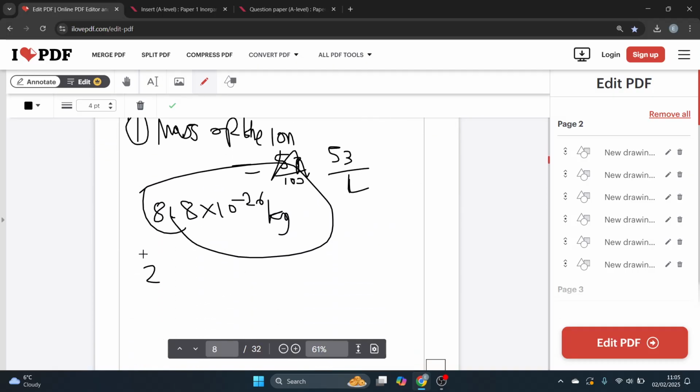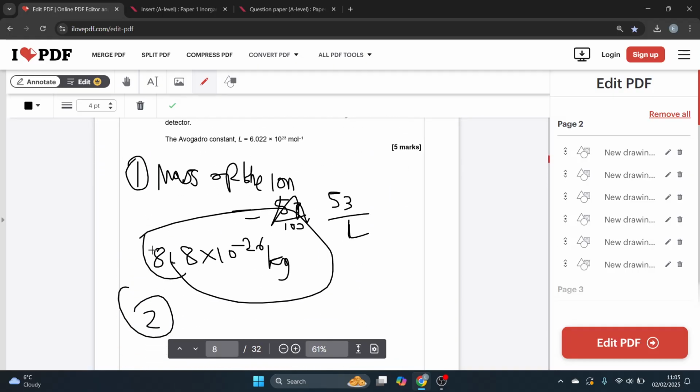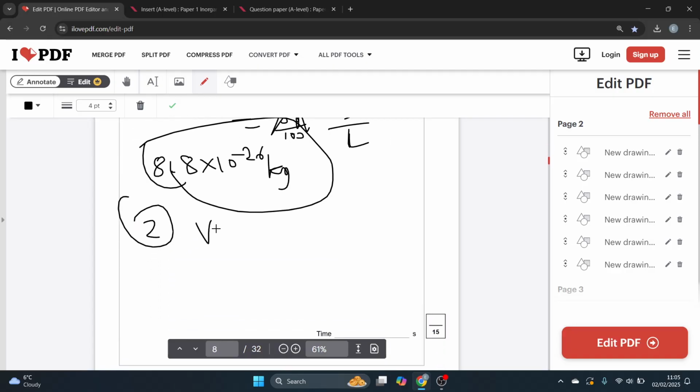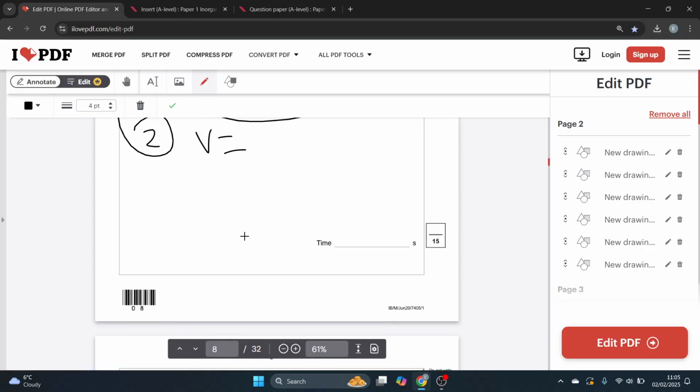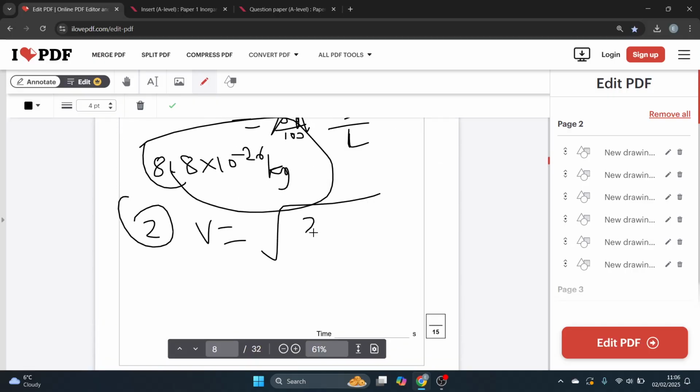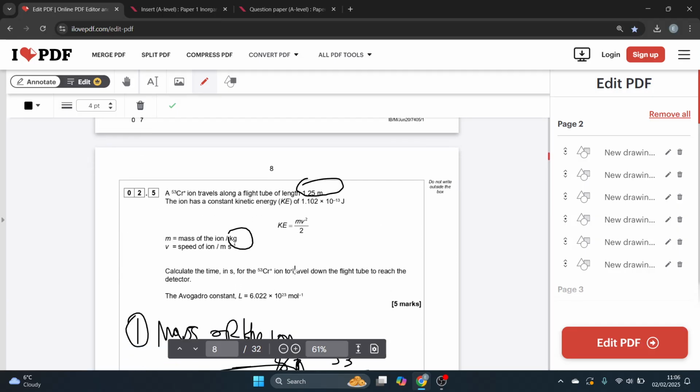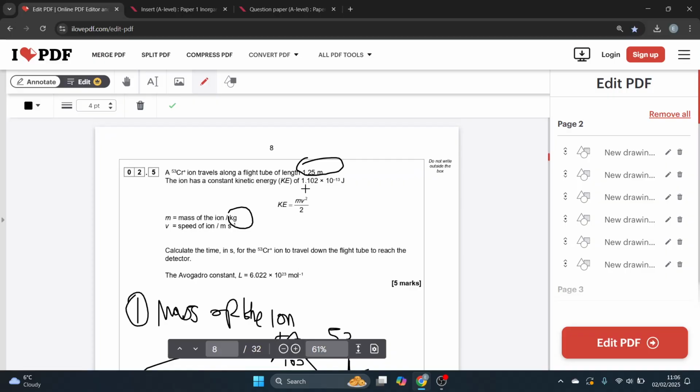Now we've got that, I can quite easily find out velocity. If I rearrange this equation, velocity is just the square root of 2KE divided by m. KE is that, so it's the square root of 2 times 1.102 times 10 to the power minus 30 divided by my answer. I get a very large number.